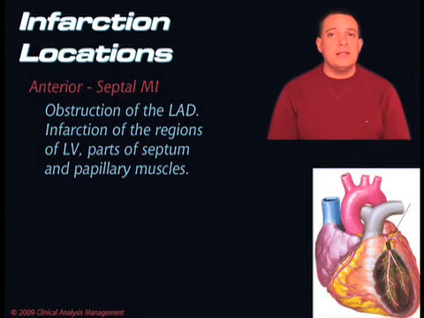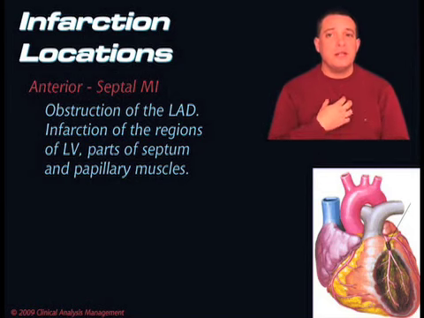And when we talk about the anterior surface of the heart and when we talk about the anterior part of the septum, those are both supplied by the left anterior descending. And so when we have a left anterior descending MI, that can affect both the left anterior portion of the ventricle and it can affect the septum.